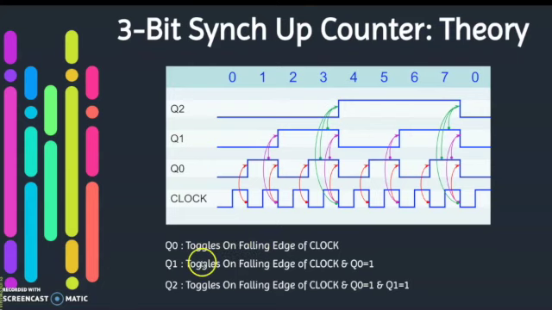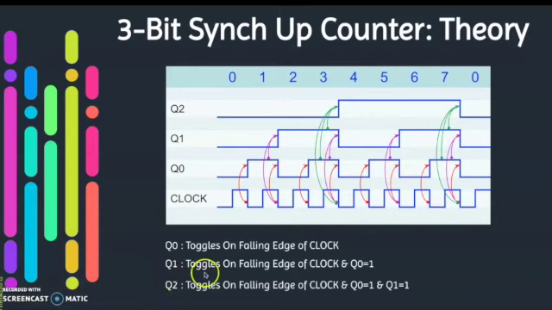Now Q1 is going to toggle on the falling edge of the clock and when Q0 is equal to 1, so when we have a high signal. That's these purple arrows that we're looking at. Q1 is only responding when the clock is at its falling edge, so right here on the falling edge, and when Q0 is high. When we hit a falling edge of the clock and Q0 is not a high signal, nothing happens at Q1. It's only when we have the combination of the falling edge of the clock and the high signal in Q0.